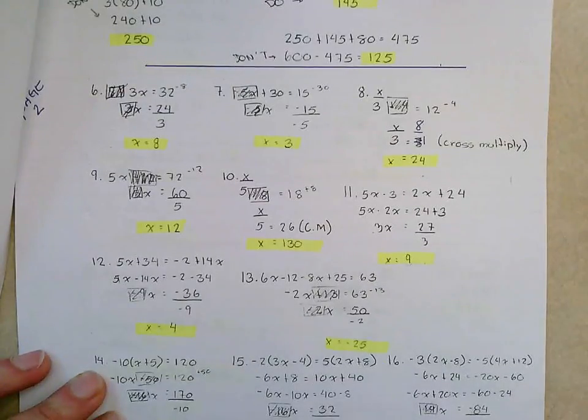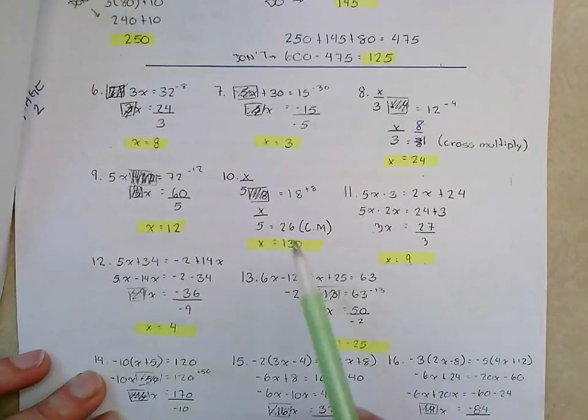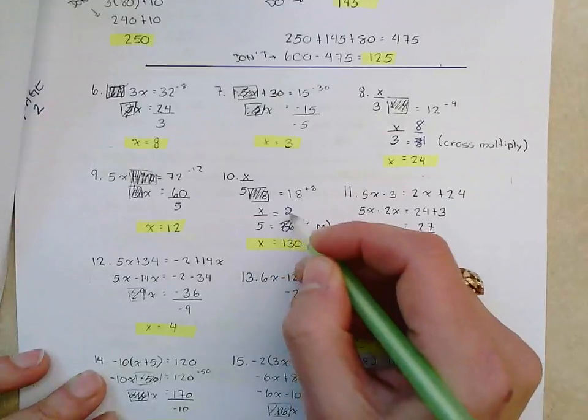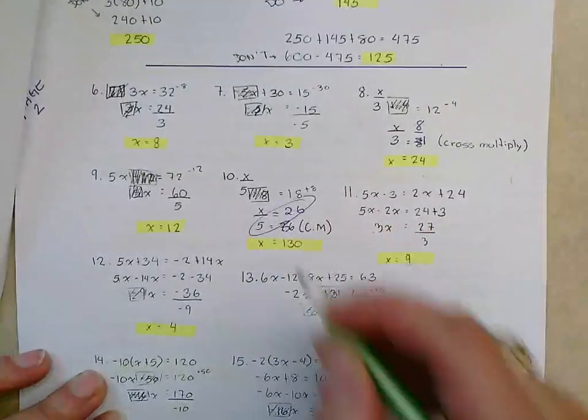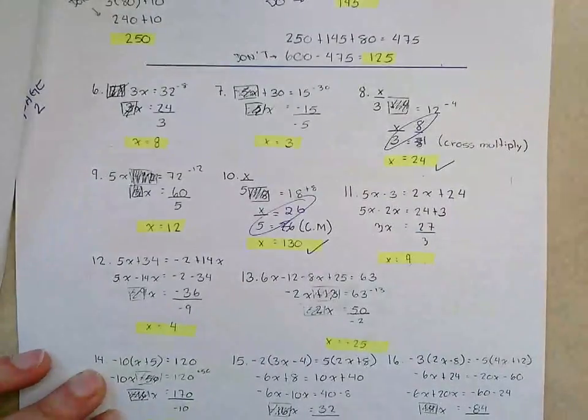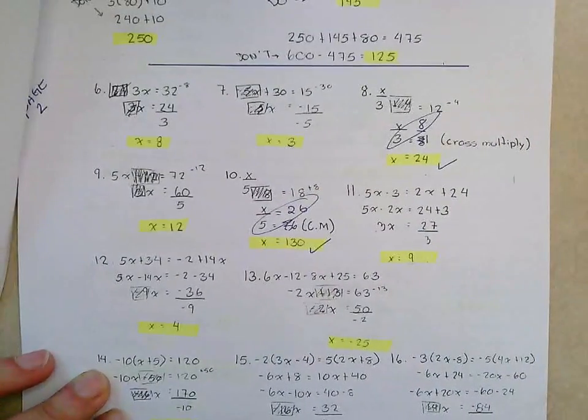Okay, and I think the same thing happens over here, where the 26 should be higher up. It equals 26, and you cross multiply. This is where they get the 130. 8 times 3, that's where they get the 24. Press pause, check your answers.